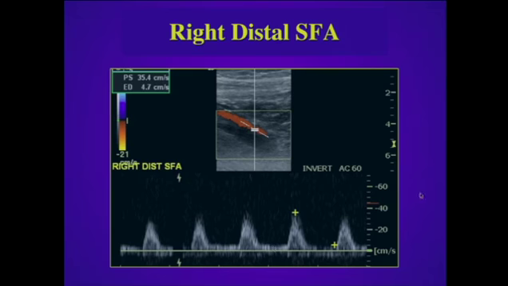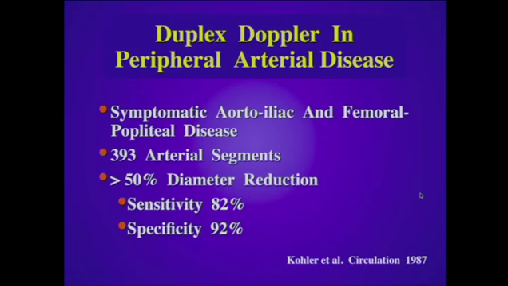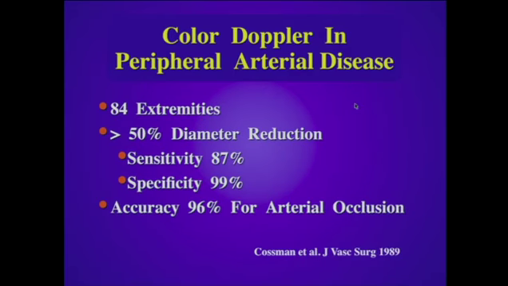Let's review a couple of studies that have looked at the utility of duplex and color Doppler in the evaluation of peripheral arterial disease. One of the earliest studies was published in 1987 in Circulation by Kohler and his group. This was before the advent of color Doppler, and in this study basically used grayscale and duplex Doppler in the evaluation for peripheral arterial disease. They found a sensitivity of 82% and specificity of 92% for the detection of significant stenosis, identified as greater than 50% diameter reduction.